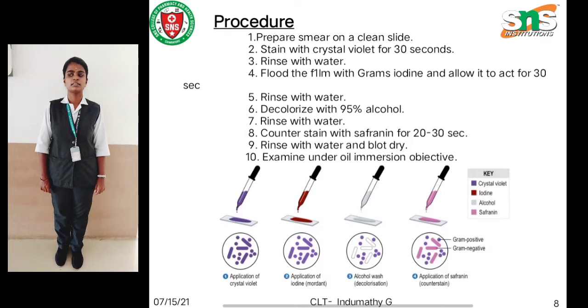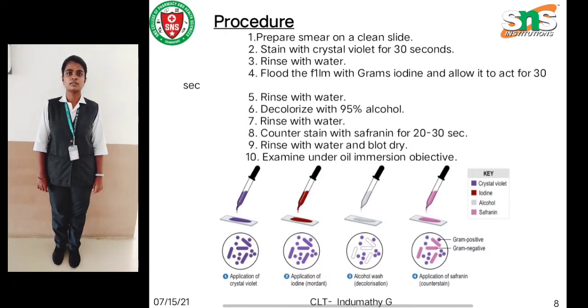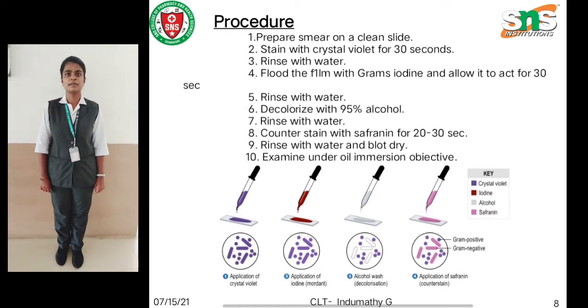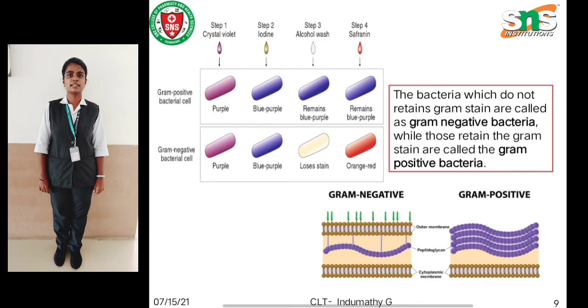Procedure. We have to prepare a smear on a clean slide. Stain the smear with crystal violet and leave it for 30 seconds. After 30 seconds, rinse with water. Then add gram's iodine and allow it to act on the slide for 30 seconds. Then rinse it with water. Add a decolorizer, that is 90% alcohol. Then rinse it with water. Lastly, counter stain, that is safranin, is added and left on the slide for 20 to 30 seconds. Then rinse it with water and blot dry. It is examined under an oil immersion objective microscope.